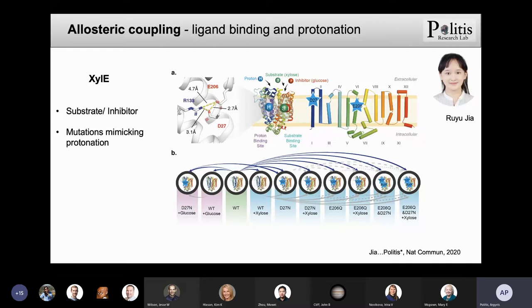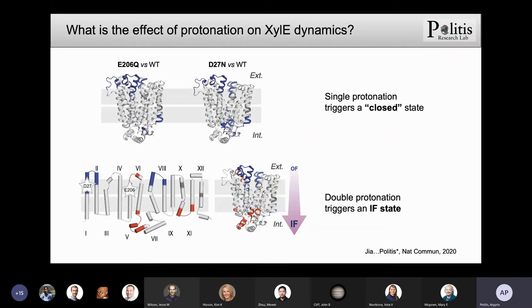So the first question that I wanted to answer was, what is the effect of protonation on XylE dynamics? So we compare the single mutant versus the wild type, and we can see on the top of this slide that a single protonation triggers more of a closed state. This is evident from the blue areas on both sides of the transporter. However, it's quite interesting that when we carry out differential experiments of the double mutation, that means double protonation, then we can trigger a dynamic change towards an inward-facing state, as you can see with the blue on the top and the red at the bottom.